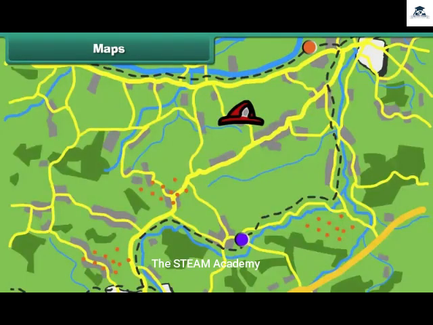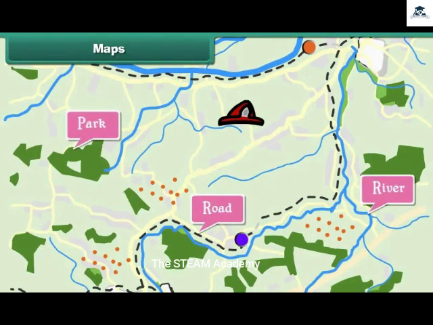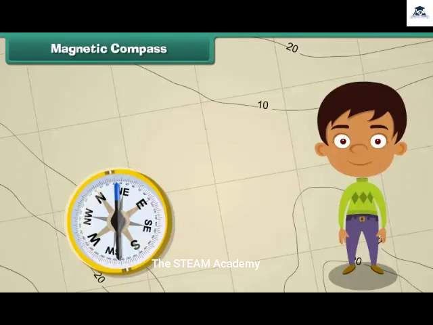Some common symbols used in maps are black lines to represent roads, blue lines to represent rivers, the color green to represent parks, dots to represent houses, and a fireman's hat to represent fire stations.